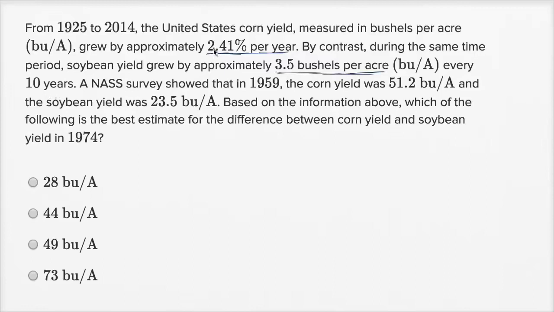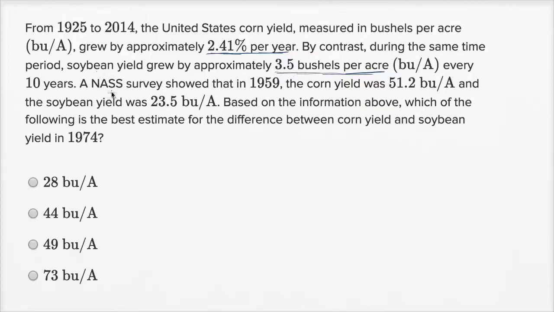They've given us how much the corn yield grows in percentage terms, on a per year basis, while for soybean yield, they tell us how much it grows in absolute terms, 3.5 bushels per acre every 10 years, or I guess you could say on average 0.35 bushels per acre per year.